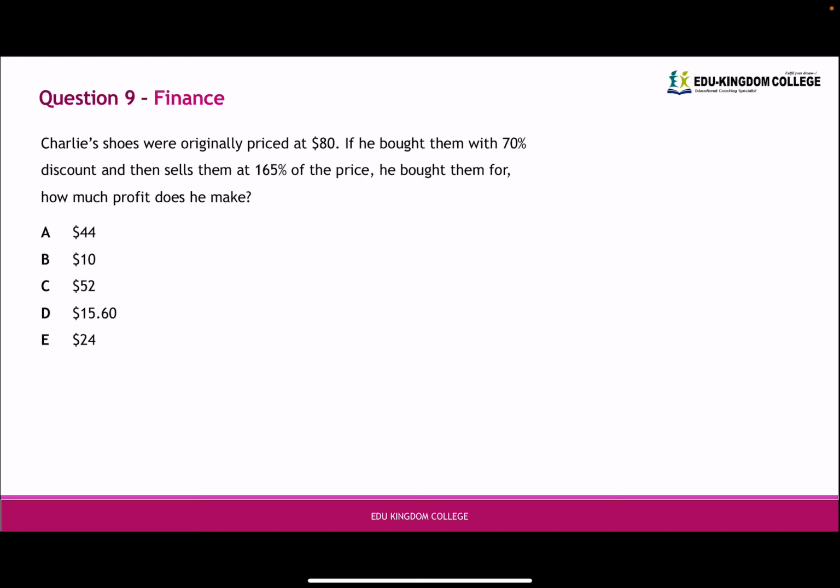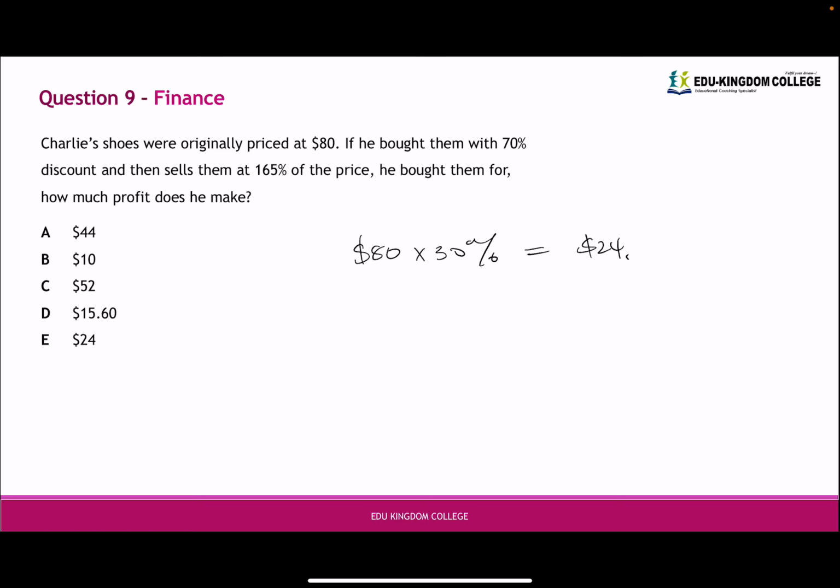Last 2 questions now. Charlie buys shoes that were originally $80, but he gets 70% off. So he buys them at 30% of the original price, and that is $24. That's just some quick mental maths there: divide by 10, times by 3.